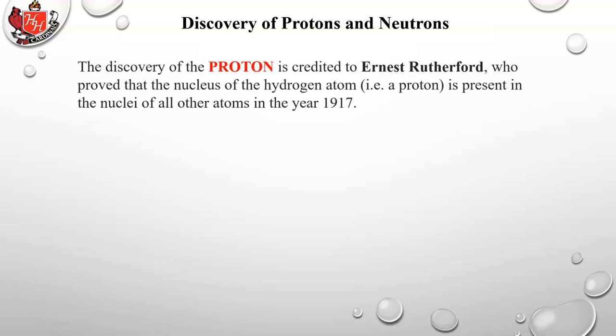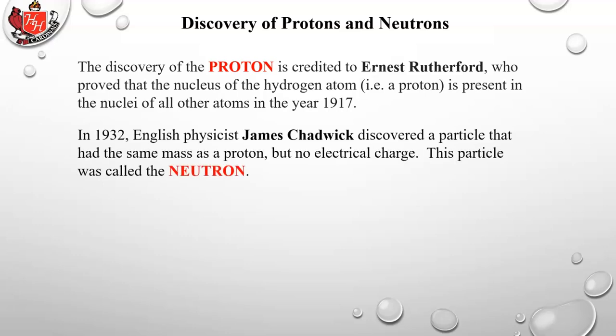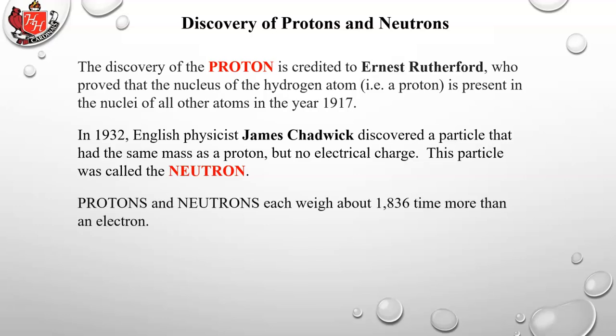The discovery of the proton is credited to Ernest Rutherford, who proved that the nucleus of the hydrogen atom, i.e. the proton, is present in the nuclei of all other atoms, and he did that in the year 1917. In 1932, English physicist James Chadwick discovered a particle that had the same mass as a proton, but no electrical charge. This particle was called the neutron. So the neutron was discovered less than 100 years ago. Protons and neutrons each weigh about 1,836 times more than an electron.